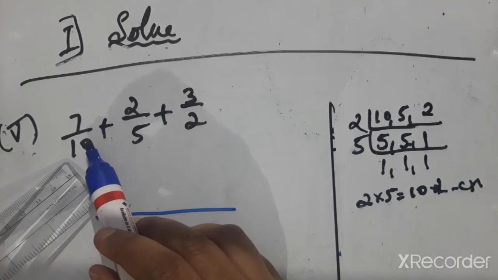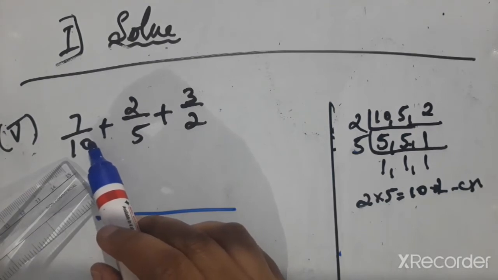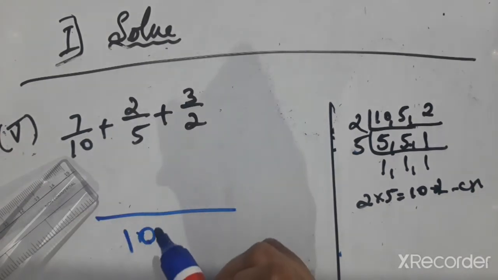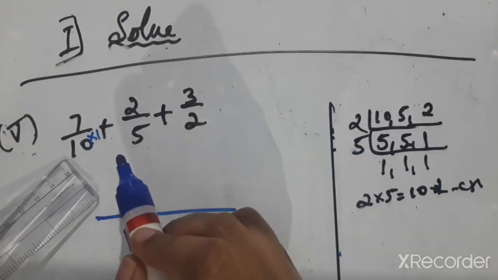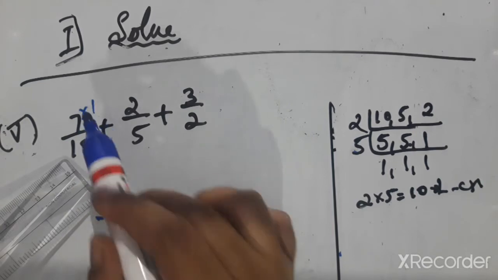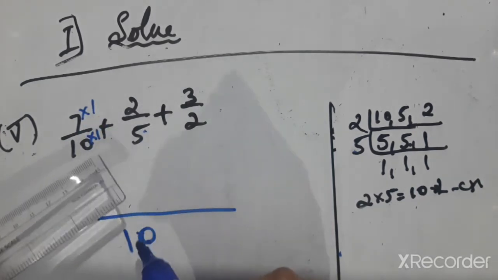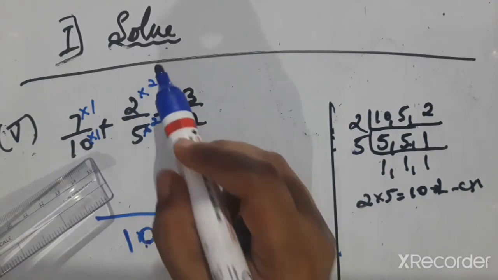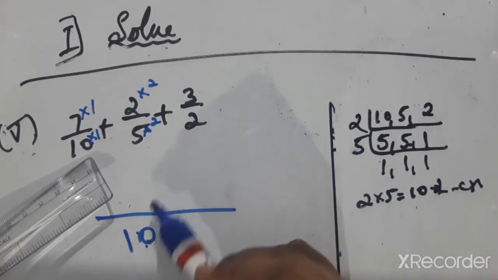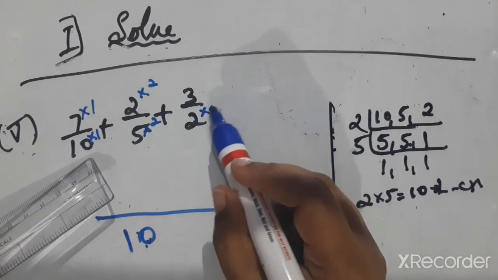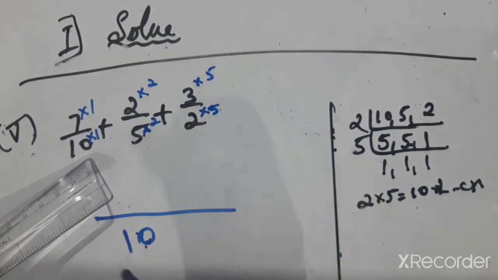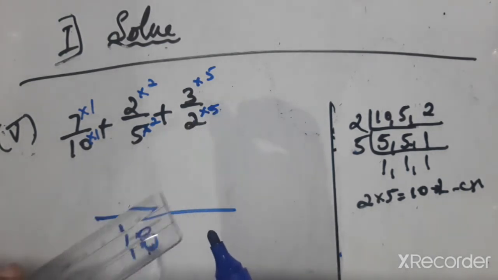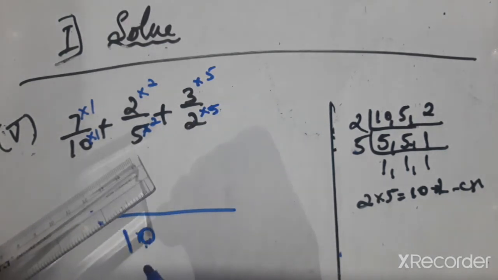Now convert the denominator into LCM value. 10 how much are 10? 10 ones are 10. Same number we have to multiply. 5 how much are 10? 5 2s are 10. Same number we have to multiply. 2 how much are 10? 2 5s are 10. Same number we have to multiply. Equalizing denominator into LCM value.